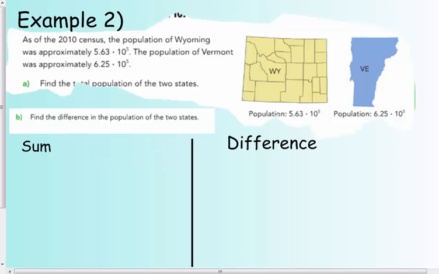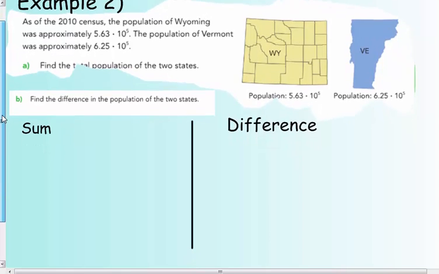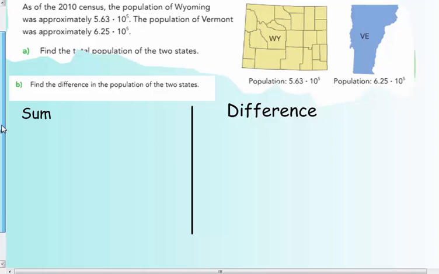Next example. As of the 2010 census, the population of Wyoming was approximately 5.6300 times 10 to the 5th. Ooh, not too many people out there. The population of Vermont was approximately 6.2500 times 10 to the 5th. Small states. Find the total population of the two states. Find the difference. So total, I'm going to be doing a sum. Difference, I'm going to be subtracting.